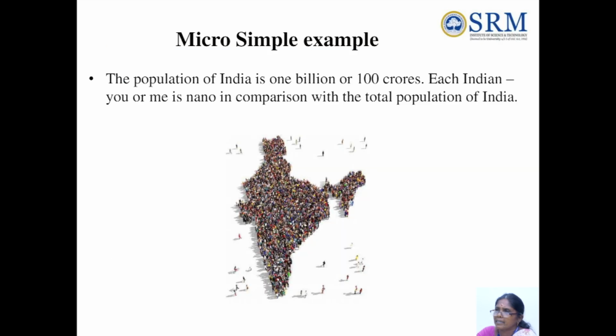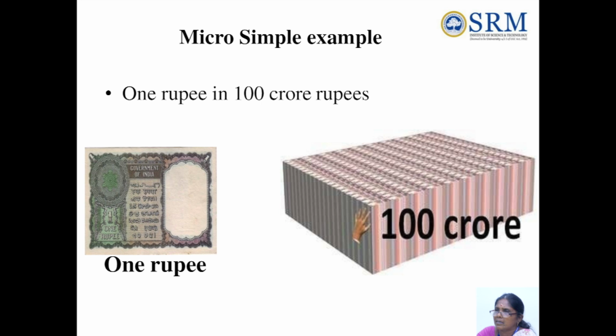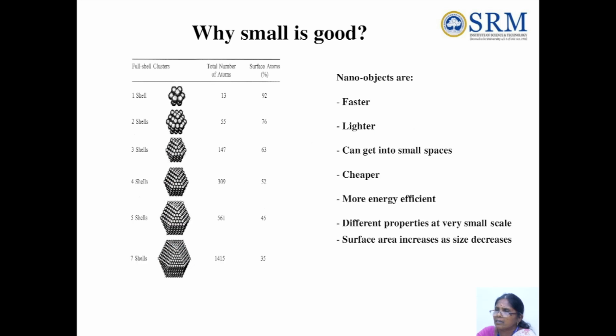The population of India is 1 billion, or 100 crores. Each Indian, you or me, is nano in comparison with the total population of India. This is 1 rupee in 100 crore rupees, an example for the nano. Why is nano small and good? Nano objects are faster, lighter, can get into small places, cheaper, more energy efficient, and have different properties at very small scale. Surface area increases as size decreases.